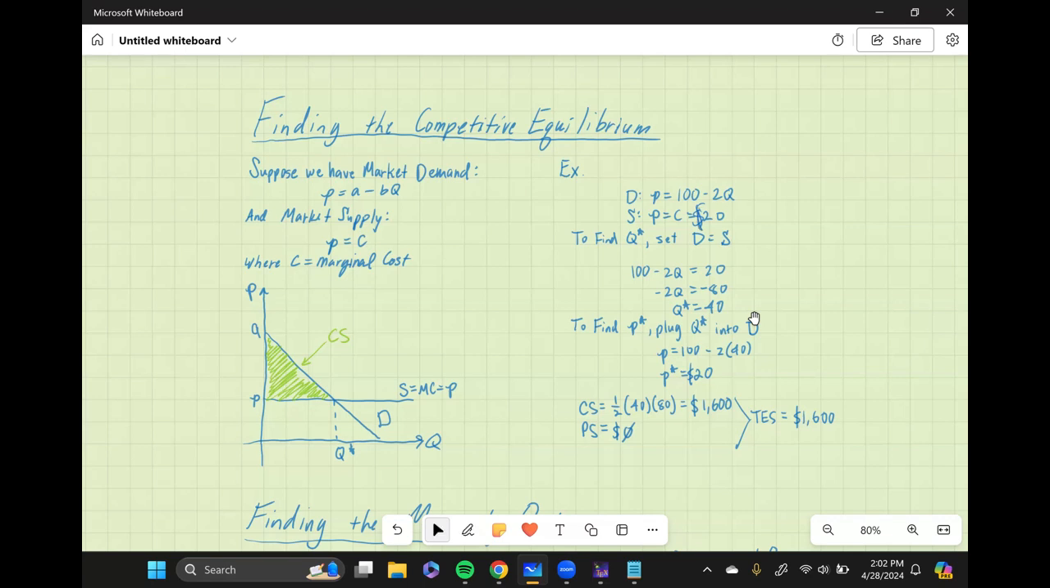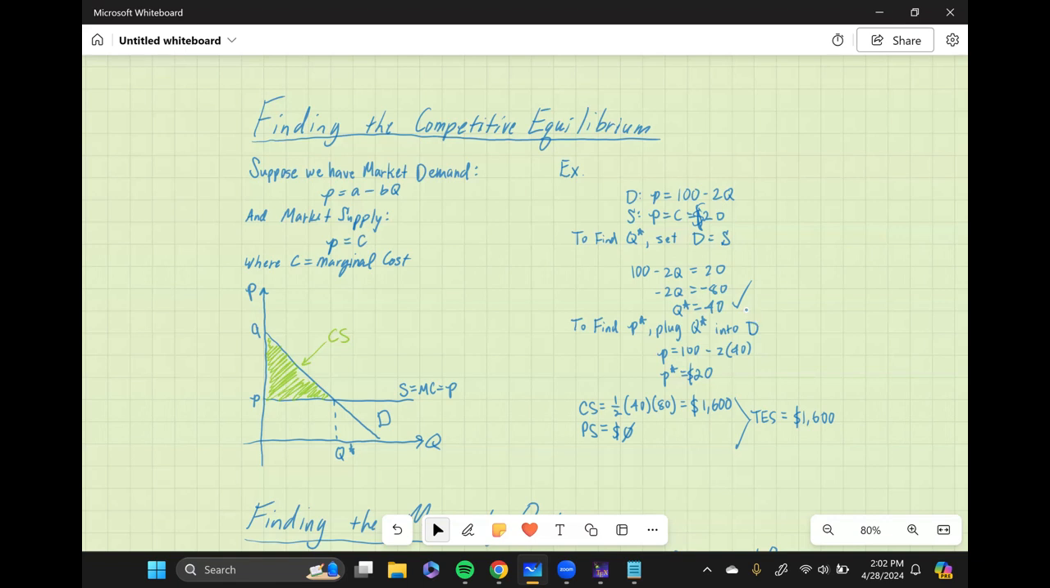Anyway, so again, the marginal cost is $20. In order to find Q star, we just simply set demand equal to supply and solve for Q. And so when we do that, you can see that we get a Q star equal to 40. And in order to find P star, we just plug that back in. Normally, that's what we do. Here, we already know what P star is.